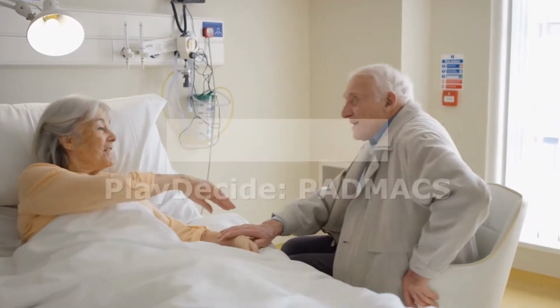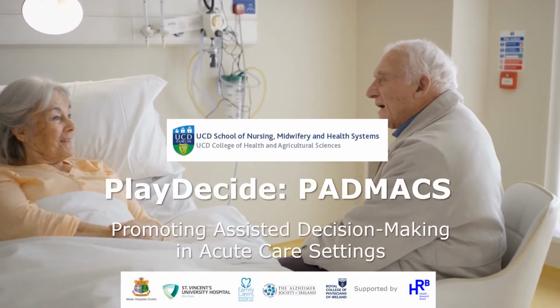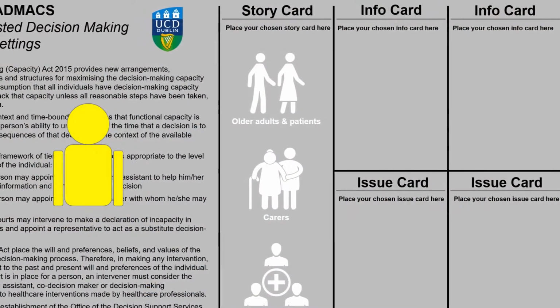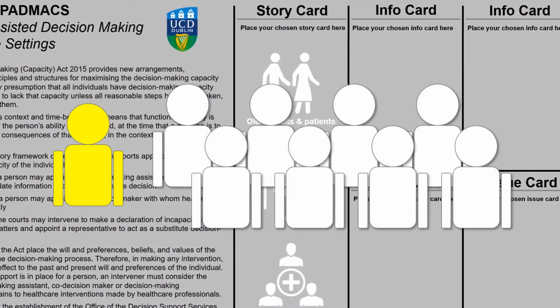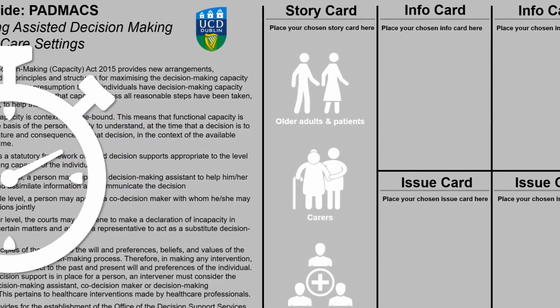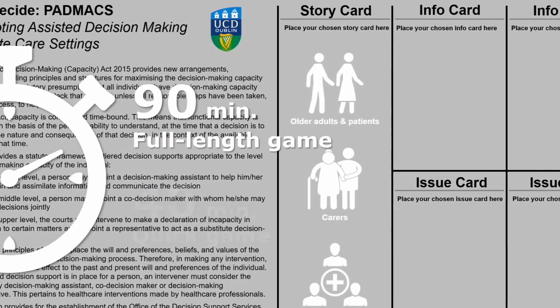These instructions describe how to run a session of the Play Decide PADMACS discussion game. One facilitator is recommended for each group of up to 8 players. Play Decide PADMACS can be played as a full game lasting 90 minutes or a quick game lasting 40 minutes.